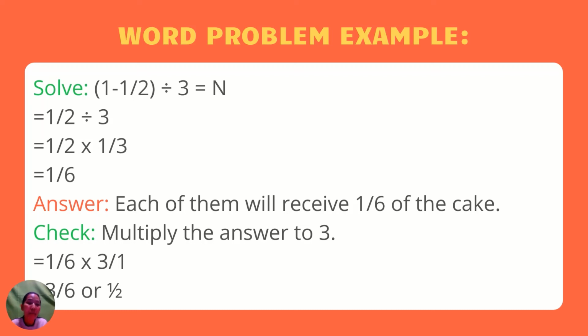Now, we have to simplify the answer. 3 divided by 3, let's get the greatest common factor. So, the greatest common factor would be 3. So, 3 divided by 3 is 1. 6 divided by 3 is 2. So, the final answer is 1/2, meaning our solution was correct.